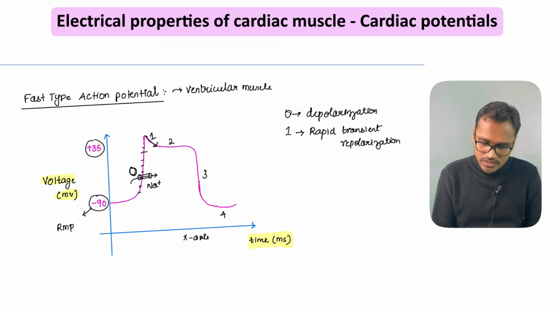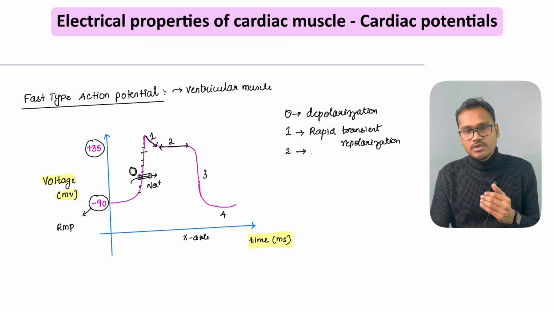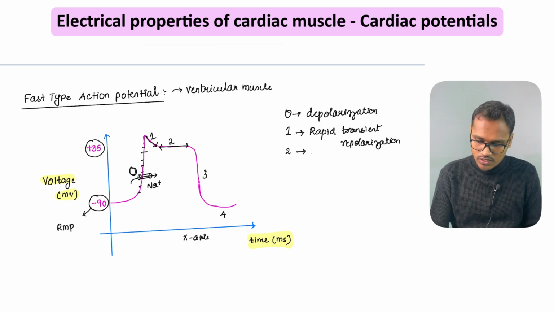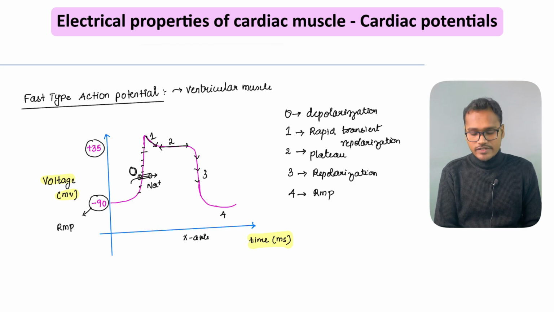Then after that, as you can see here, there is a straight line over here. That is our phase 2. I will tell you all the ion channels that are involved. First, we will label the phases. In phase 2, what is happening? There is a plateau. And after that, as you can see here, it is going down. So phase 3 is nothing but our repolarization. And phase 4 is coming back to RMP. So these are the various different phases.